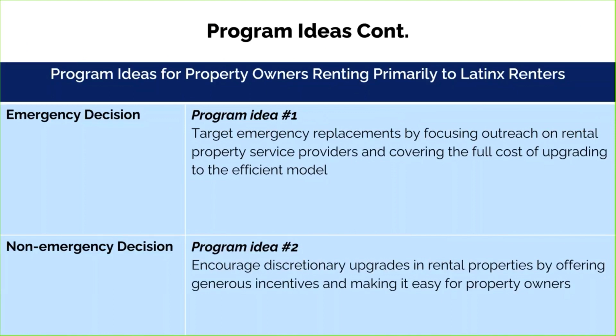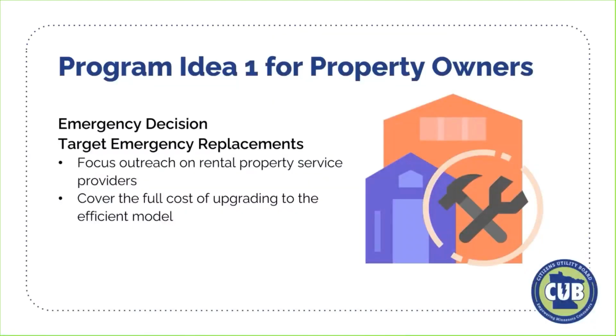So again, these ideas are categorized based on whether they target an emergency or a non-emergency decision. So first, I want to say that our team feels pretty strongly that convincing property owners to undertake non-emergency or discretionary upgrades is going to be much more difficult than targeting them when they're making an emergency replacement. As Edwin mentioned, property owners are extremely unlikely to undertake discretionary improvements of any kind, and least of all, efficiency improvements. So a high-level recommendation out of this research is to really put our time and resources into meeting property owners when they are making a replacement at failure or end of life.